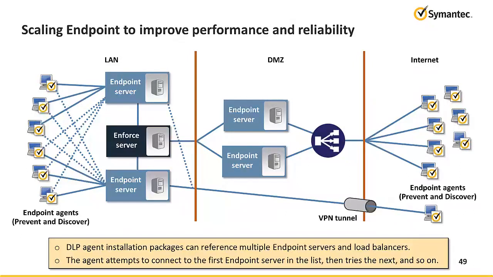Defining multiple endpoint servers has a couple key advantages. One, redundancy, in cases where the primary endpoint server goes offline, and two, it allows DLP agents to connect to alternate endpoint servers if the maximum number of agents are already connected to the primary endpoint server.